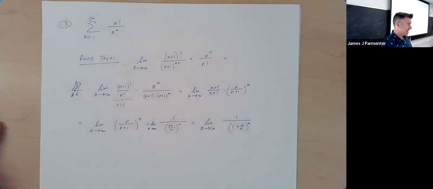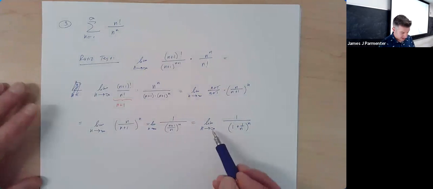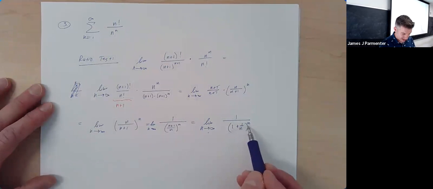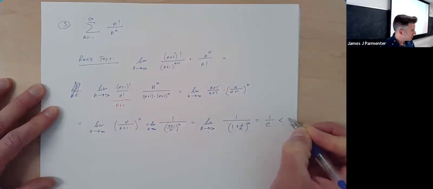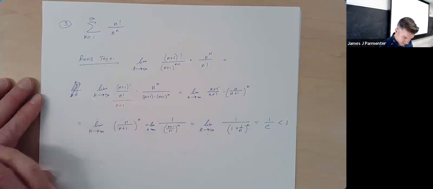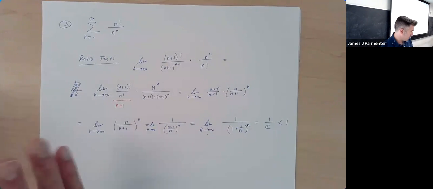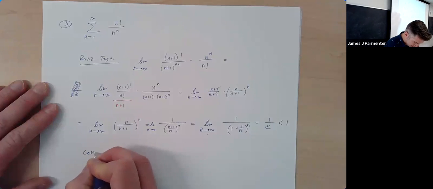And now the idea is that this should look familiar. That is definitely e. The limit as n goes to infinity of (1 plus 1 over n) to the n is e. So you get 1 over e, less than 1. So this diverges, or it converges, sorry, converges. So this converges by the ratio test.